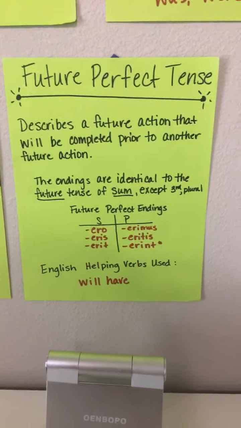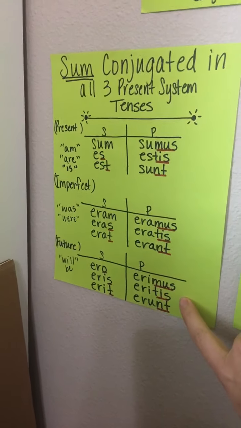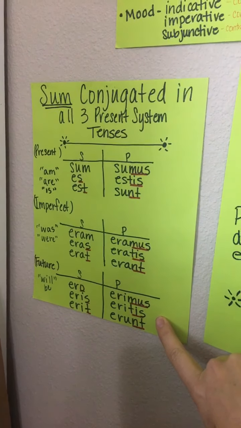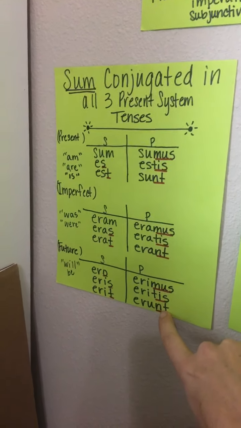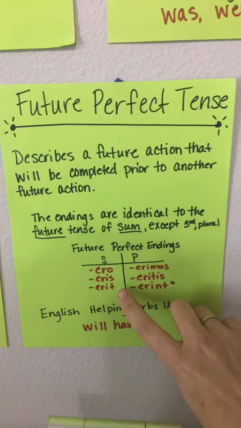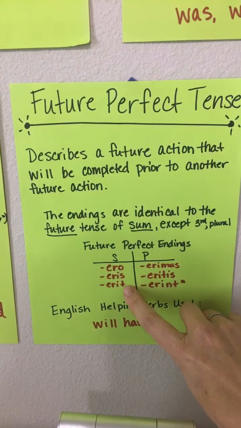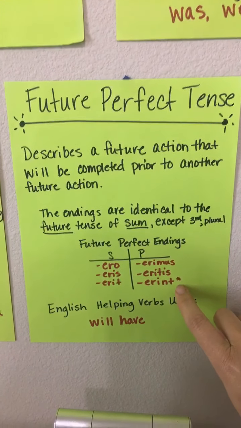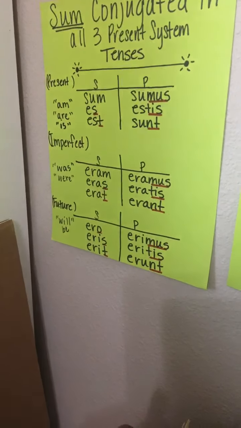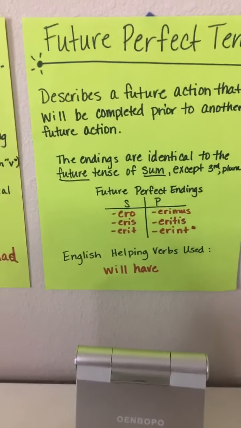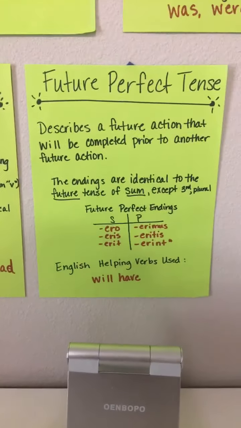So to help us out here, if we jump back to sum, they're going to be identical to the future verbs of sum, with the exception of third person plural. That one does change. So I find the stem by dropping the i off the third principal part, and then add ero, eris, erit, erimus, eritis, erint. This one is where it goes from a u in sum, erunt, to erint in the future perfect. And we use the helping verbs will have with that.